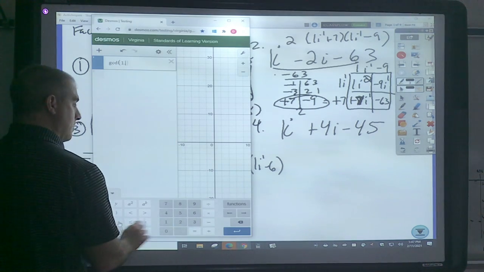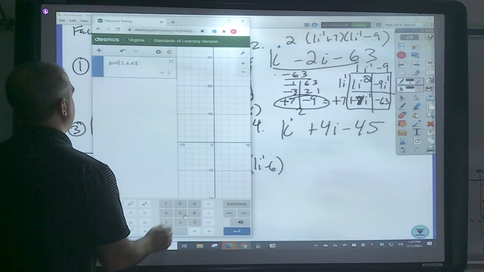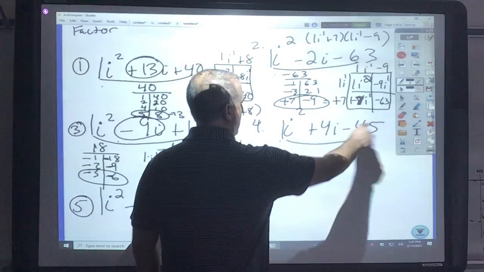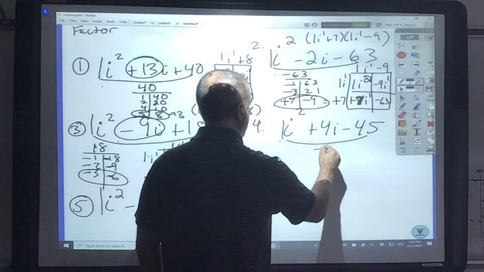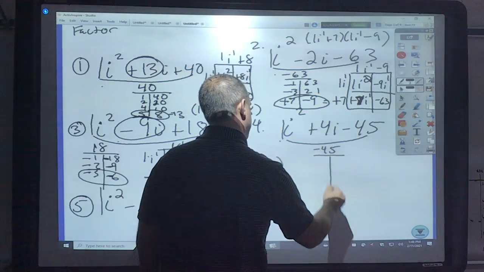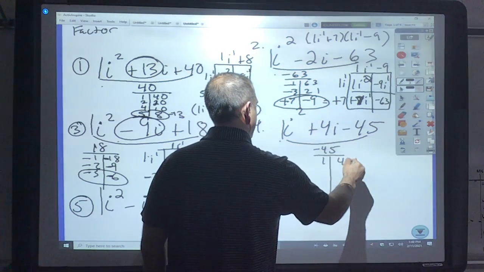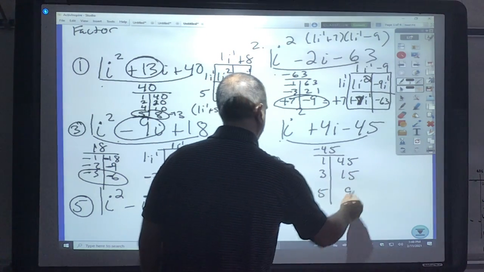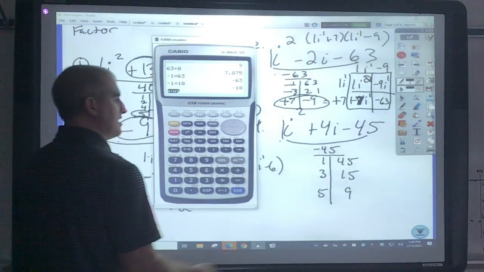GCF of 1, 4, 45. Okay, it's still 1. And then since they all have i's, that's the way that works. So it's -45. Factors of -45 are 1 and 45, I think 3 and 15, 5 and 9. All the other ones give you decimals.